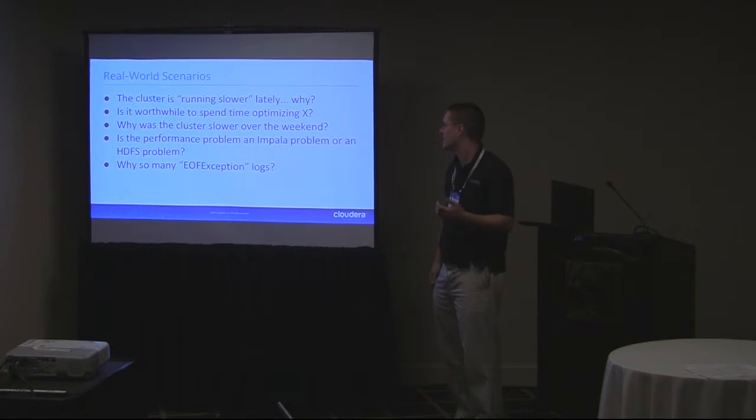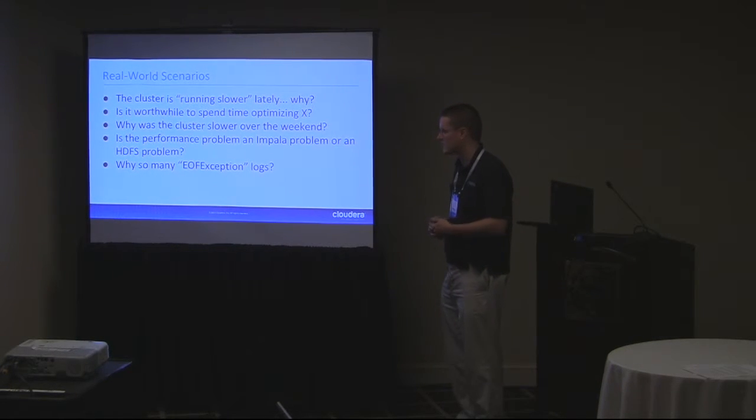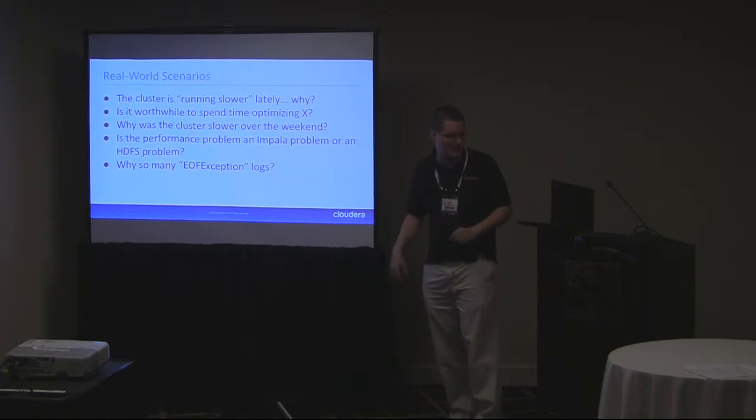Some real-world scenarios we have are: the cluster is running slow. Why is that happening? Is it worthwhile to spend time optimizing some particular piece of code or some function? Why was the cluster slow over the weekend? We get this a lot. What project has a performance problem? And what's really going on in the log messages? For example, if you see a bunch of ELF exceptions in the log, is that really a problem, or is it just kind of routine?